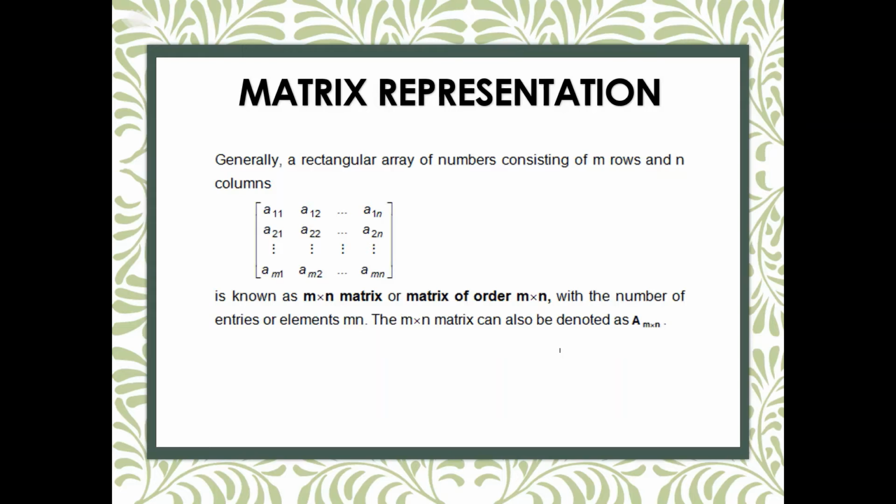Generally, a rectangular array of numbers consisting of m rows and n columns is known as an m by n matrix or matrix of order m by n, with the number of entries or elements being mn. The m by n matrix can also be denoted as A with the subscript m by n.